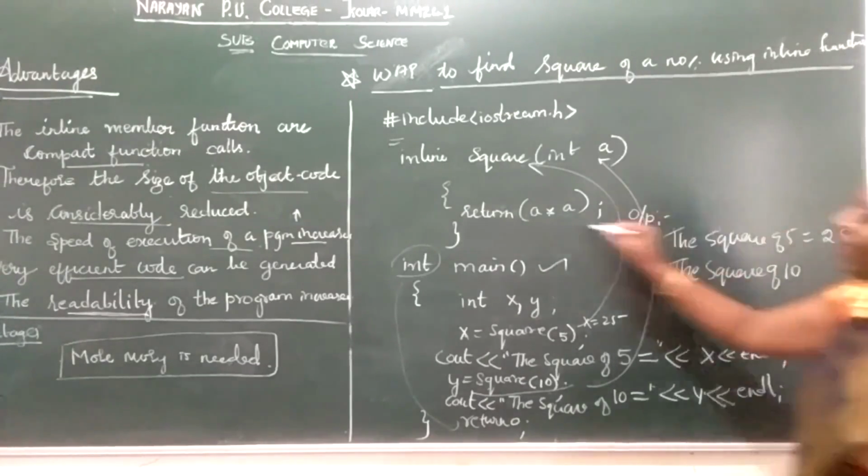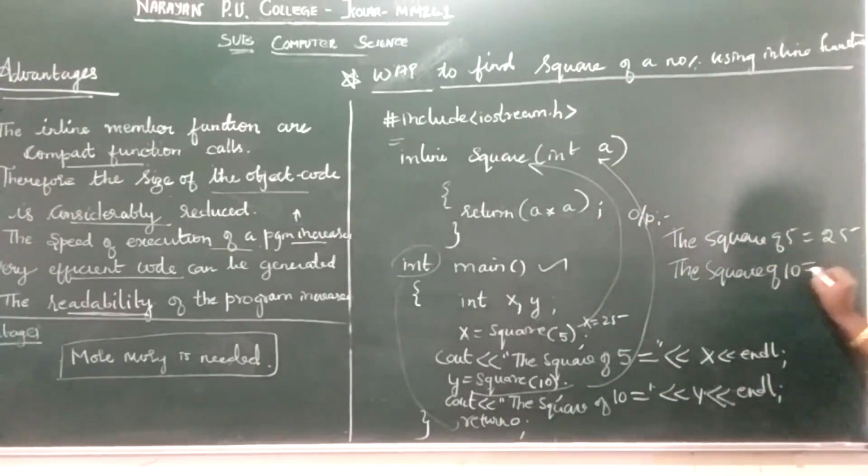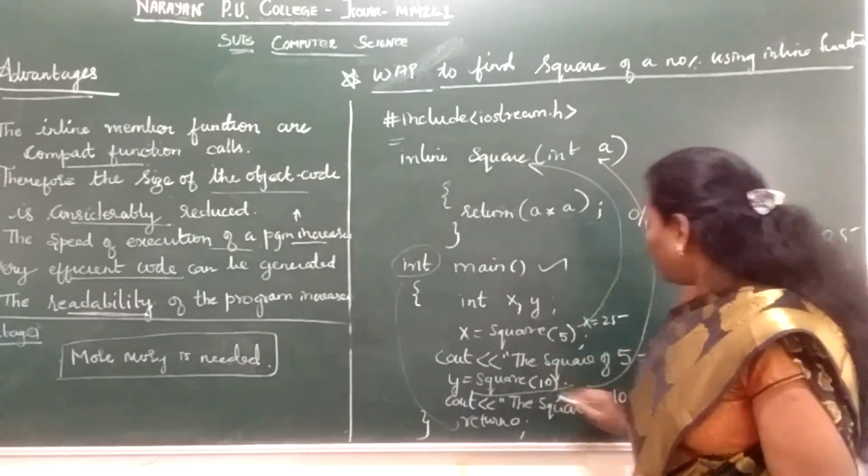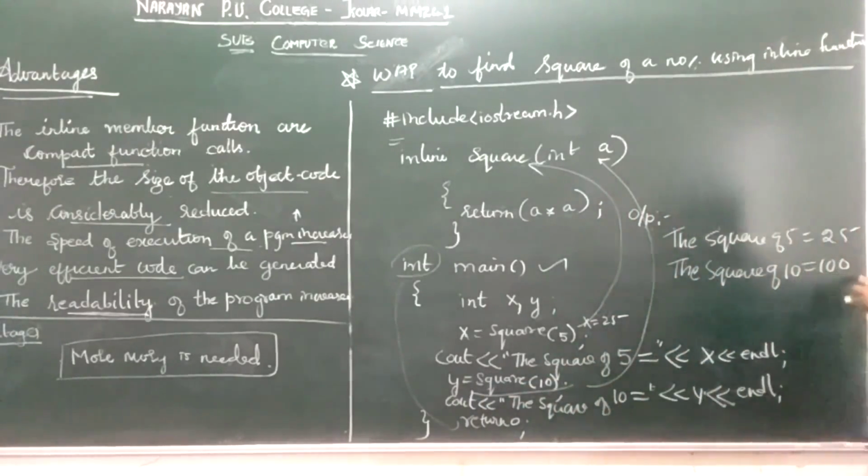So what is square of 10? 10 into 10 is 100. Okay, 10 square is 100. The value is stored in y. So what is my y? Y will be having 100.